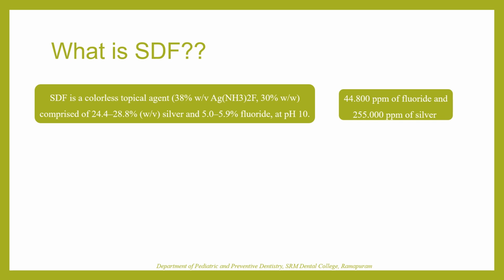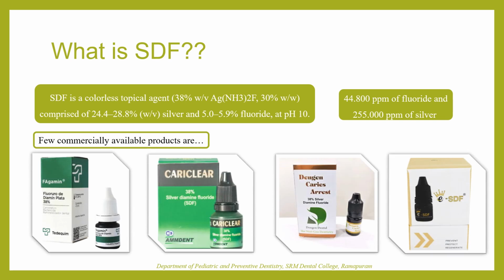The most common concentration is 38%, which represents around 44,800 ppm of fluoride and 225,000 ppm of silver. Silver and fluoride at high concentrations have synergistic effects with bactericidal action on the cariogenic microorganisms. The commonly commercially available products are Riva Star, Clear, Caries Arrest, SDF, etc.